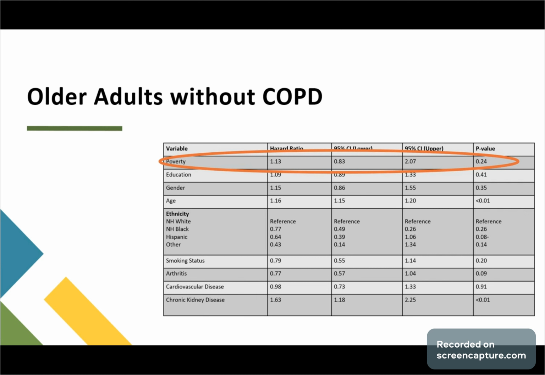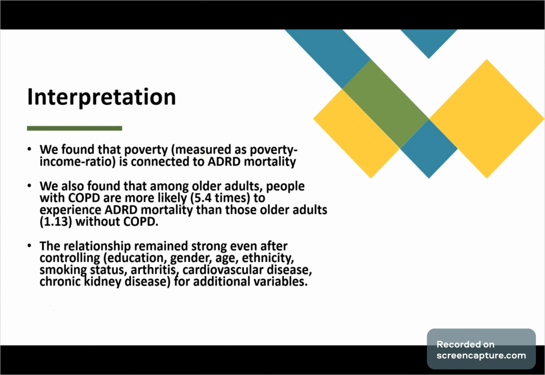And that makes sense because chronic diseases, the hypothesis is that chronic diseases, along with poverty, not only cause more morbidity and mortality, but also look like they're interconnected. So poverty and chronic diseases are interconnected and increase Alzheimer's disease-related deaths. So again, I kind of went over this. Again, this relationship remains strong even after the model was controlled for education, gender, age, ethnicity, smoking status, arthritis, CVD, and CKD.